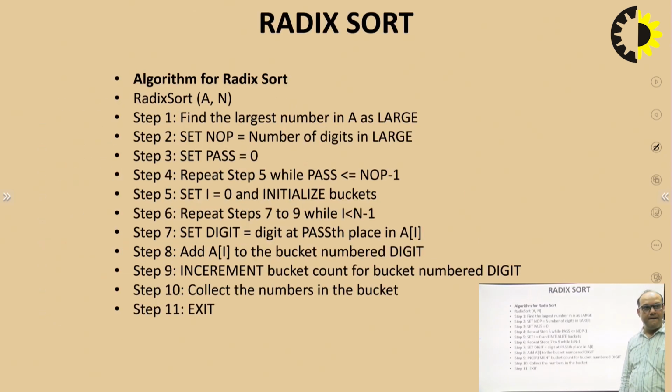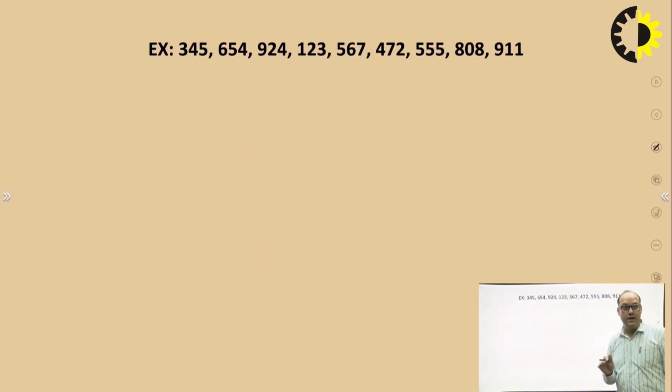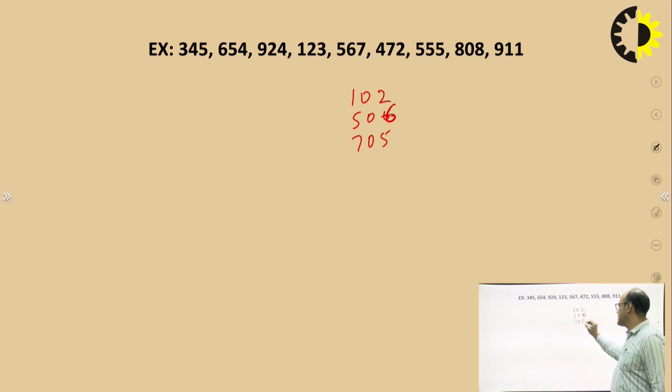Okay. Now last is radix sort. Radix sort is a sorting technique which works on the digits of a number. Okay, I will just explain with the help of a small example. This is too big an example, so let us say I have 102, 500, 705, 506, and 100. So I need to sort.